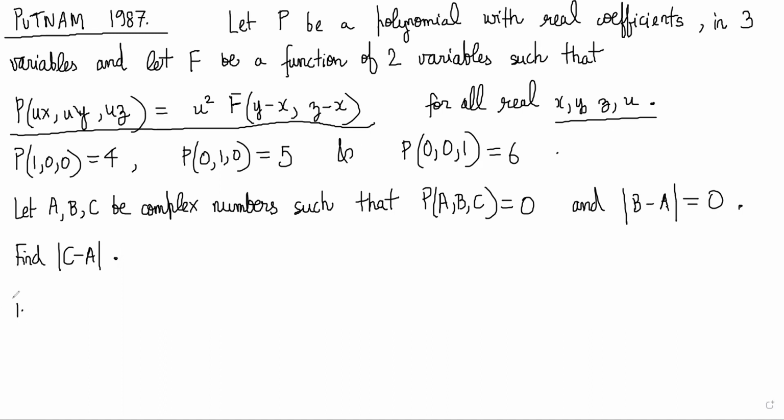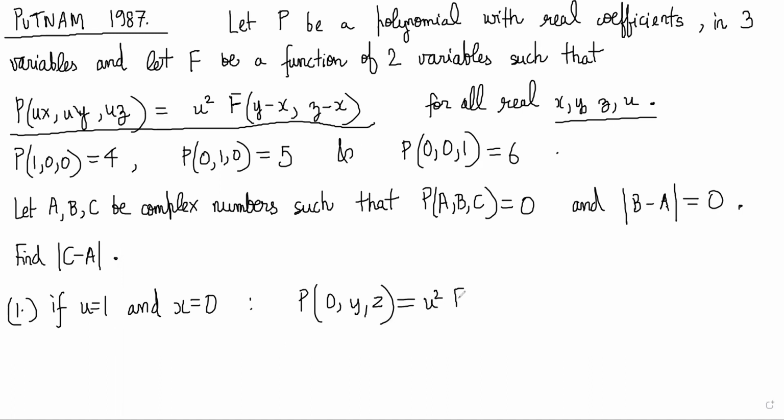So first step, what I will do is try to understand if we set u is 1 and let's set x is 0. U is 1 and x is 0 in this relation, you would get P of 0, y, z is equal to u square f of y and z, right? So basically we are getting P of 0 y z is equal to f of y z.